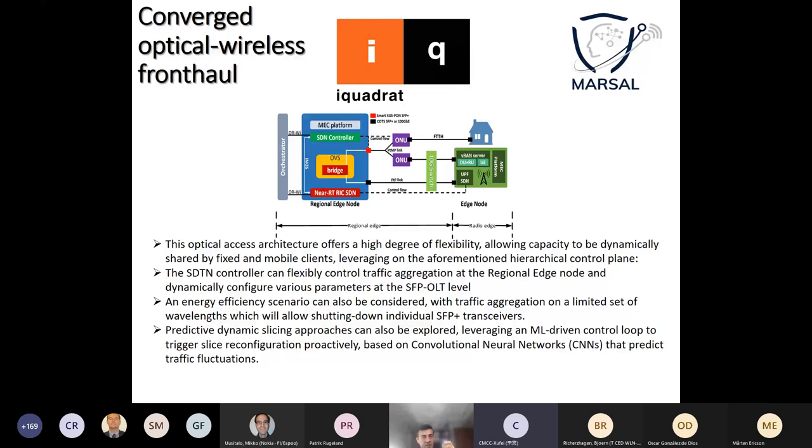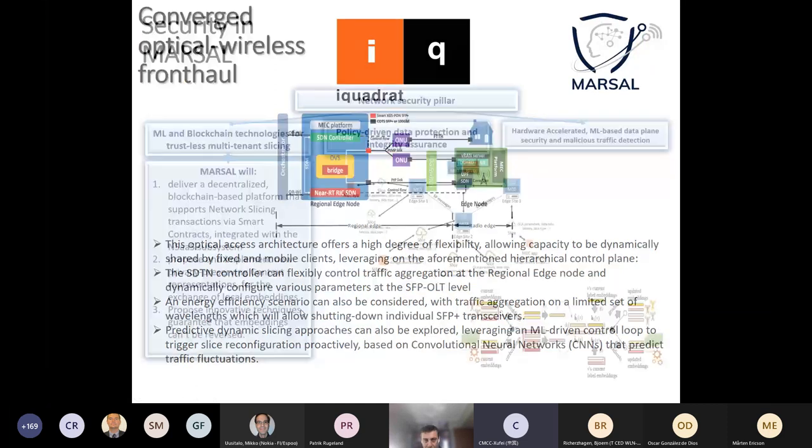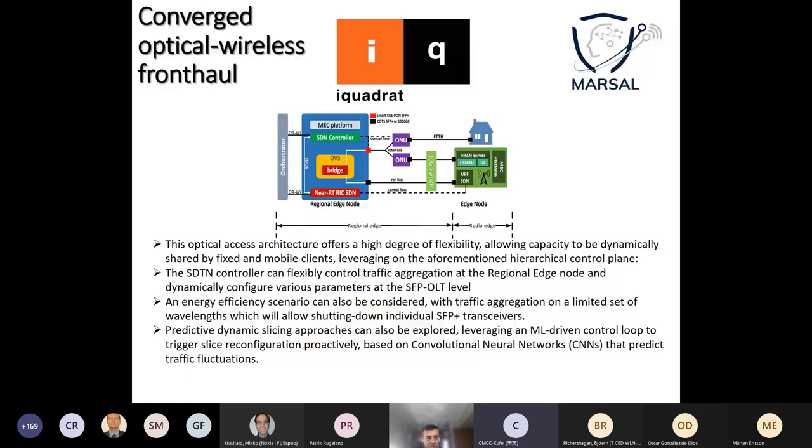We also consider an energy efficient scenario through traffic aggregation on a limited set of wavelengths, which will allow shutting down individual transceivers at the PON level. And we also consider this architecture in order to apply predictive dynamic slicing approaches, leveraging a machine learning driven control loop to trigger slice reconfiguration proactively, based on convolutional neural networks in order to predict traffic fluctuation.